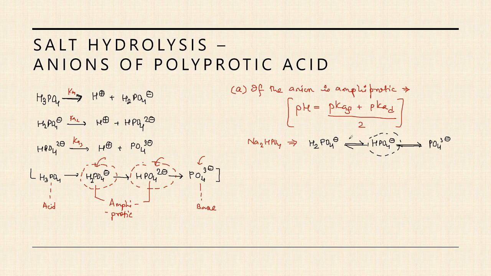For this equilibrium what do we write? Ka2. And for this one what will we write? Ka3, because you can see Ka1 is production of H2PO4 minus, Ka2 is production of HPO4 2 minus, Ka3 is production of PO4 3 minus. So if I were given, let's say, 0.1 moles of Na2HPO4, then the pH of the solution will utilize the pKa of formation. What will you take?